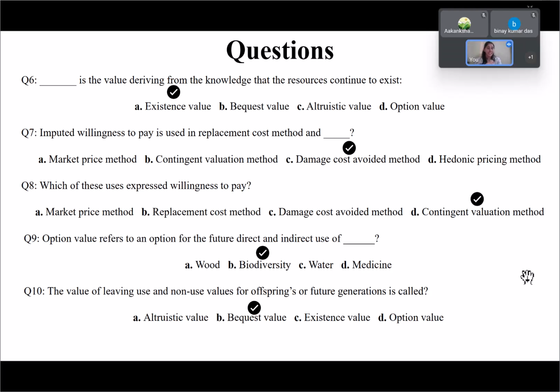So in this aspect, you need to be clear about the types of values that you have: indirect, direct, use, non-use. You need to be very clear where these are, how they are structured, and then the different types of values, and how you are evaluating the money, how you put money, which methods you are using for understanding.